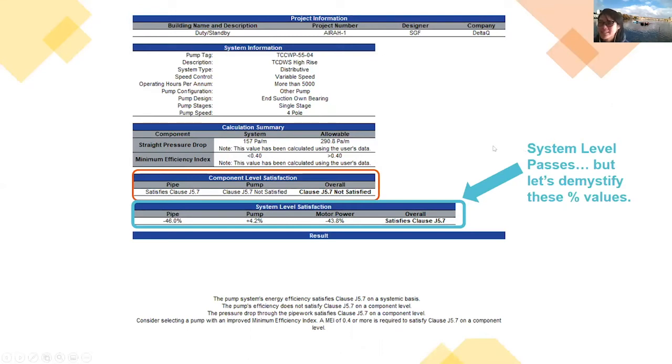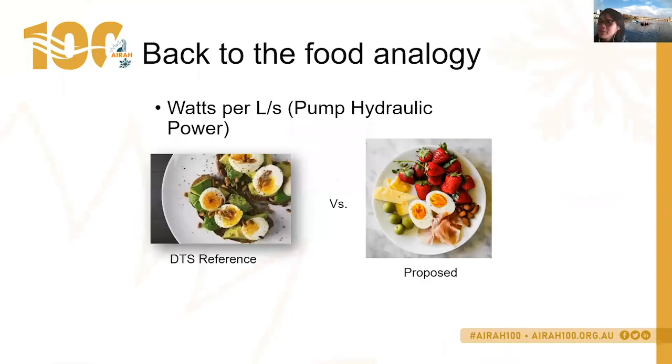This is actually quite hard to envision, what's actually happened in the background, because if we remember, our system-based approach is a watts per liters per second comparison between our proposed design and our reference design, or DTS reference. So let's try to demystify what these percentages are. So just as a reminder, going back to our food analogy, we are comparing our proposed design, so you have changed breakfast, to your DTS reference breakfast or pumping system. And we're looking at the pump hydraulic power, watts per liters per second flow.